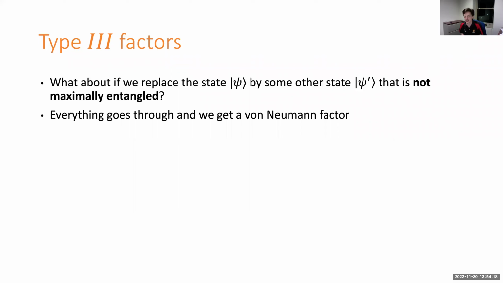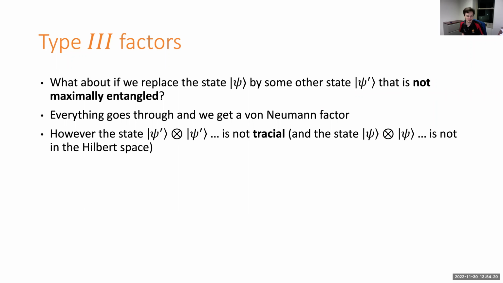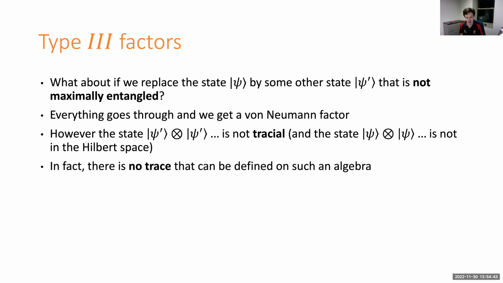We get a von Neumann factor out of it. But the state psi prime tensor psi prime and so on is not tracial, because psi prime is not maximally entangled anymore. Similarly, the state we used before to define the trace is just not contained in the Hilbert space, because it doesn't look like psi prime for all but finitely many states. So it turns out there's just no way to define a trace on such an algebra. It just doesn't work.